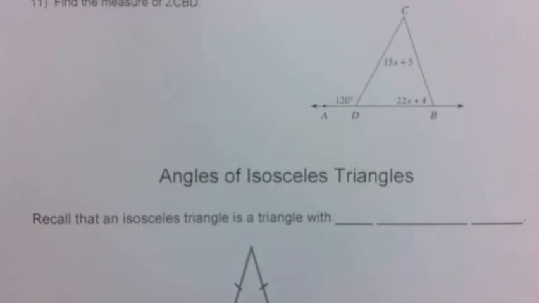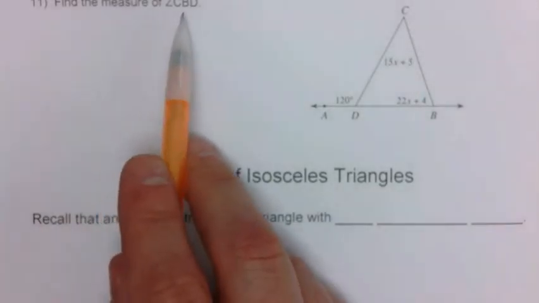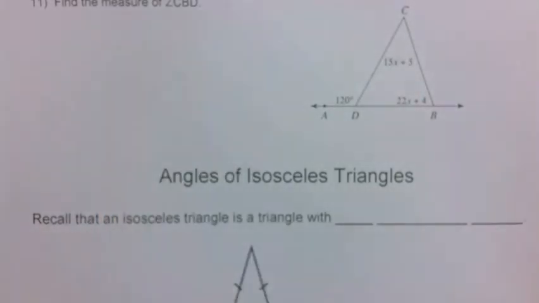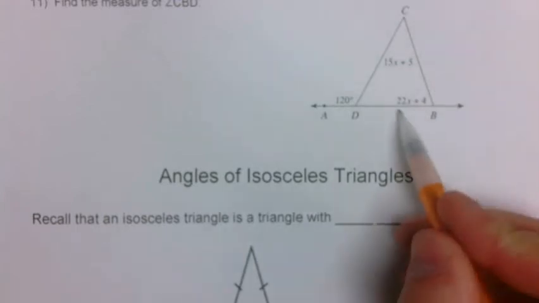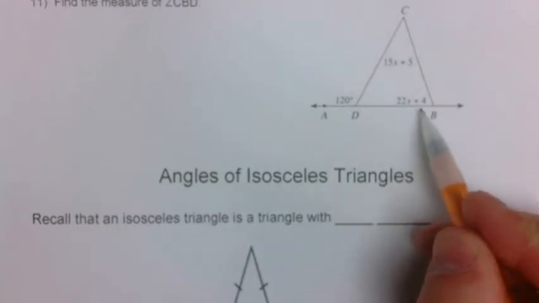In our next example, they want us to find the measure of angle CBD. All right, if I follow the letters here, angle CBD is this angle right here, which is currently labeled as 22x plus 4. They want us to figure out what the measure of this angle is, okay?